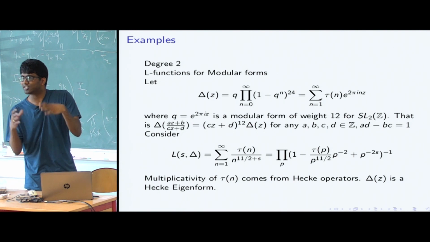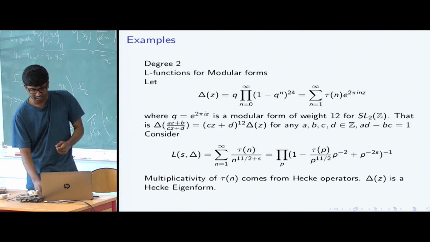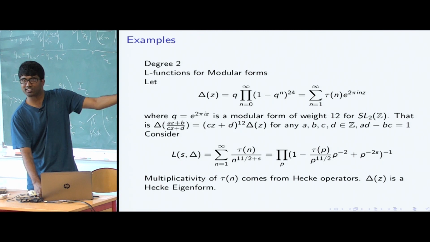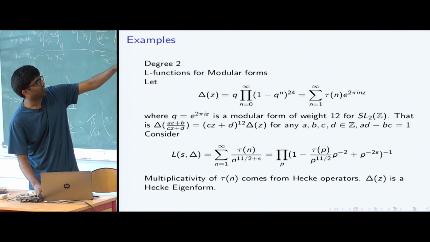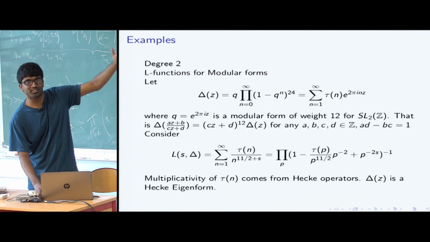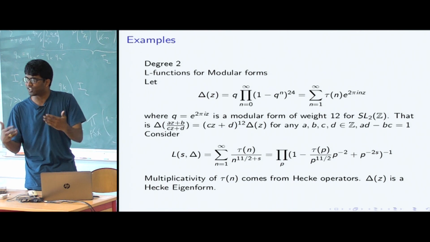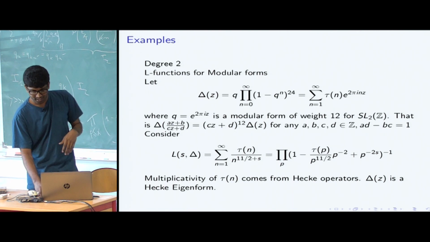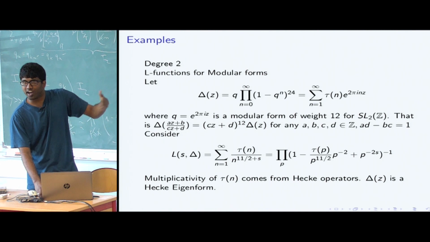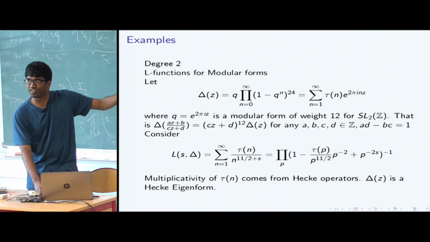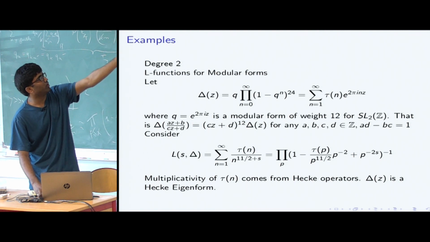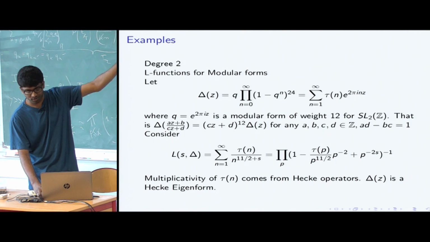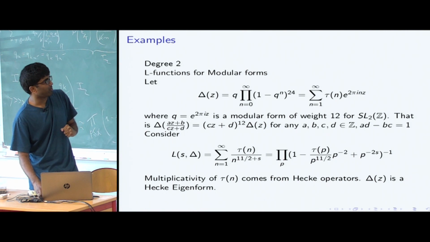The equality of these two expressions is more intricate. It comes from the fact that the tau(n) are multiplicative. To prove that the tau(n) are multiplicative, you have to observe that delta(z) satisfies more equations. It satisfies some eigenvalue equations. Delta(z) is an eigenfunction for some Hecke operators that we have seen in previous talks. So there are some parameters that you have for delta(z), those Fourier coefficients, and you can form the Dirichlet series out of those parameters.